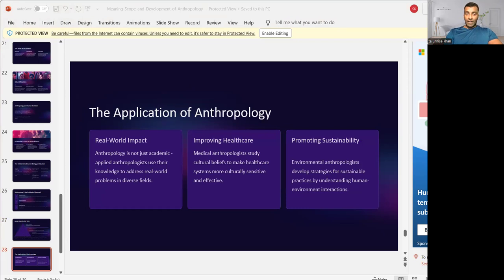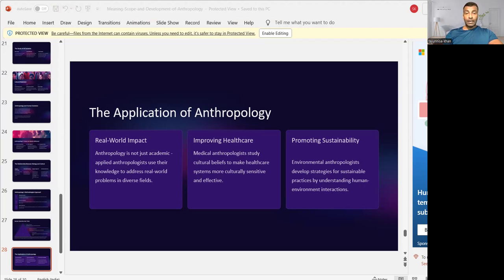So, the application of anthropology. Anthropology is not just an academic discipline. It has practical applications in a variety of fields. Applied anthropologists use their knowledge to address real-world problems, from public health to environmental sustainability. There are huge applications there. For example, medical anthropologists study how cultural beliefs influence health behaviors, and they work to improve the healthcare system by making it more culturally sensitive.